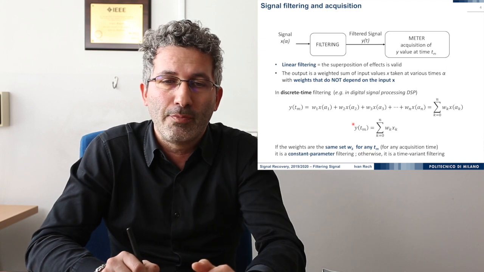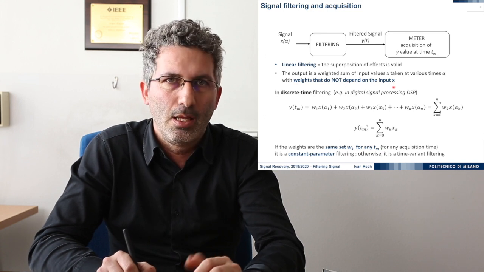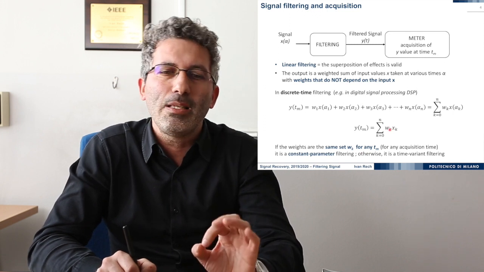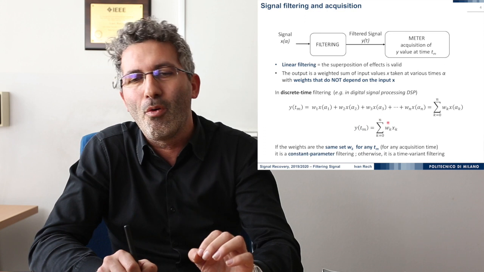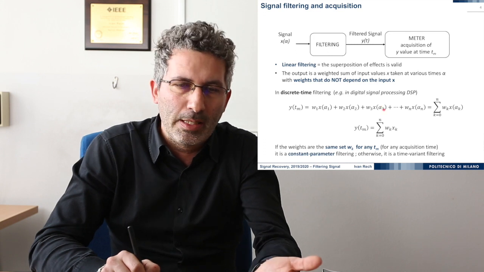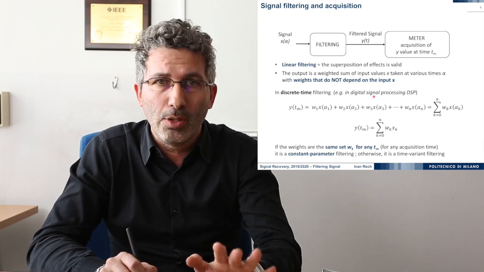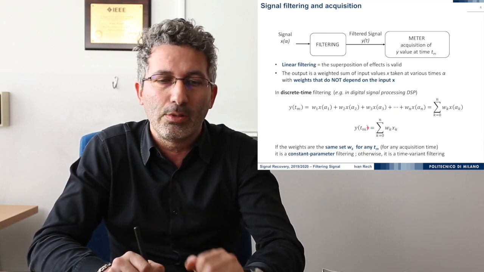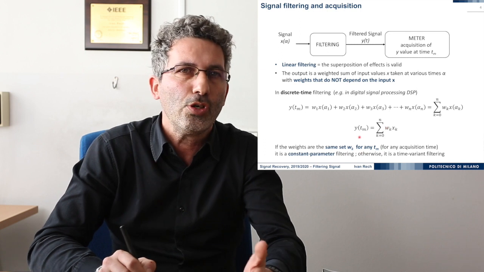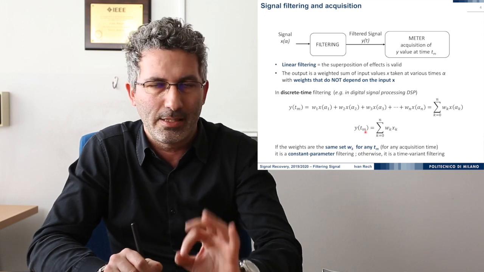I told you that we have to go back to this sentence: weights that do not depend on input X. A totally different thing is a filter where the weight doesn't depend on Tm, but depends on X. In this case, we will speak about an adaptive filter. I mean, a filter that changes the weight as a function of the input itself. We will not speak about adaptive filters. We will always speak about constant parameter filters, where WK is always the same, or non-constant parameter filters, where I change WK as a function of Tm, not X, Tm.